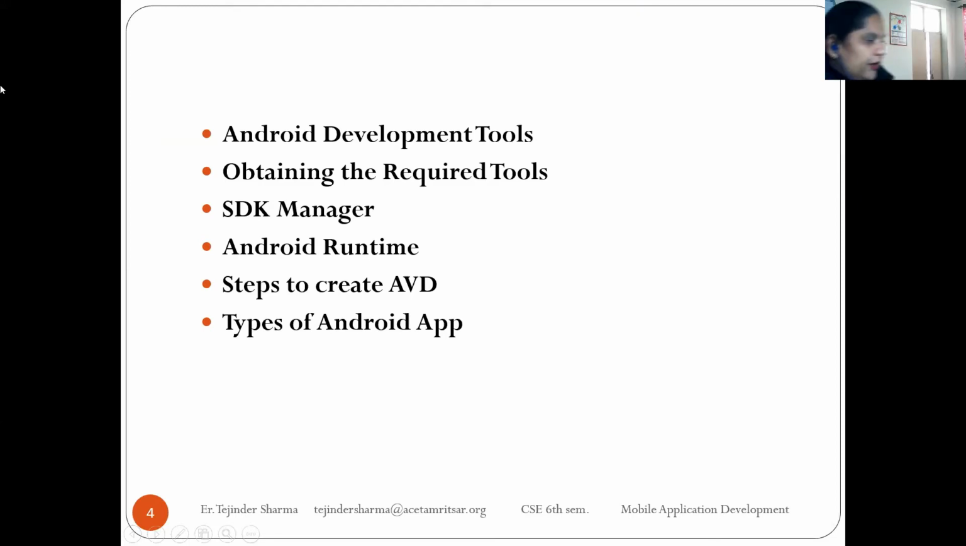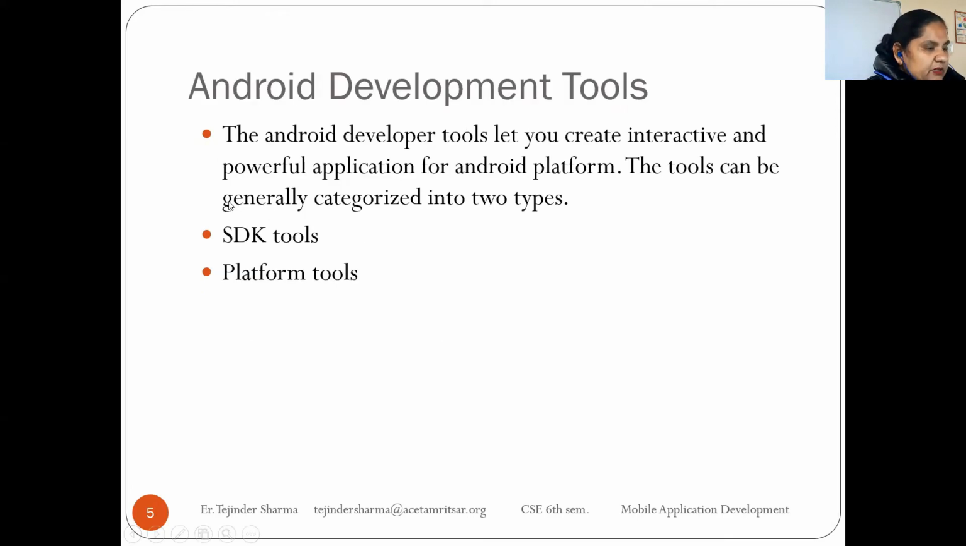First is Android development tools, obtaining the required tools, SDK manager, Android runtime, steps to create the AVD, and the types of Android apps that we'll be using on our Android platform. So first is Android development tools. Whenever you install Android on your systems, it comes with two types of tools which are inbuilt. One is SDK tools, another is platform tools.